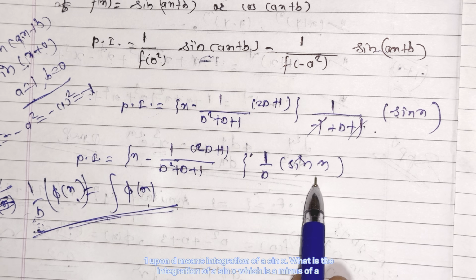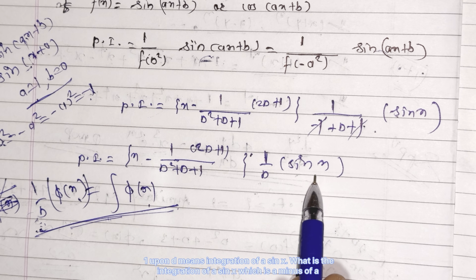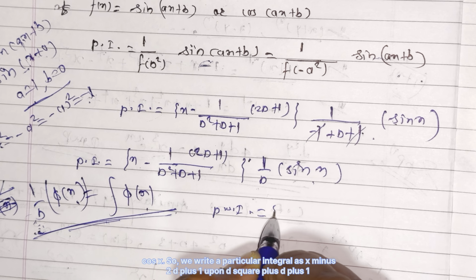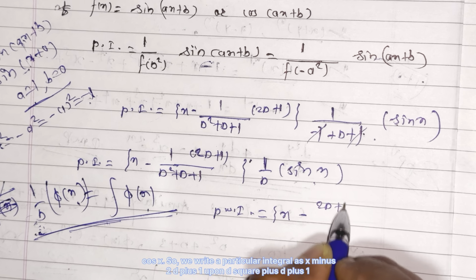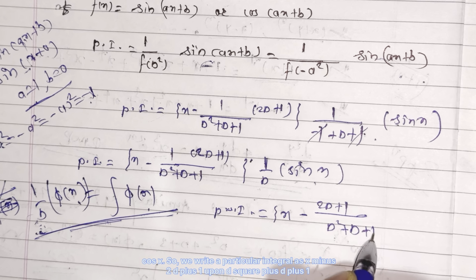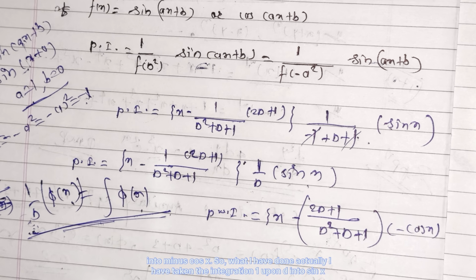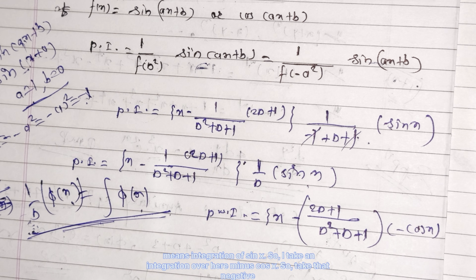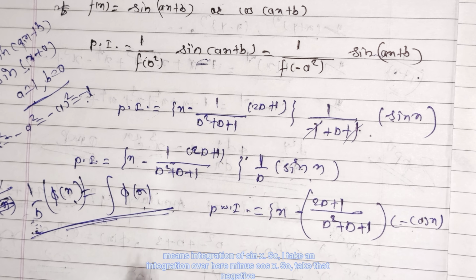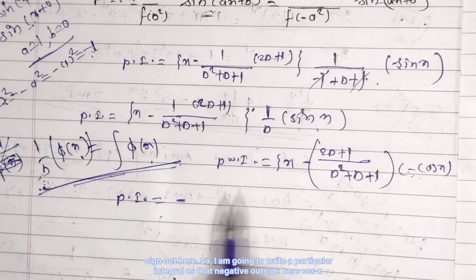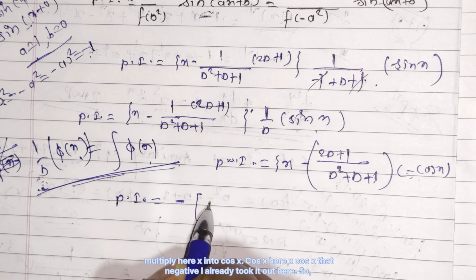1 upon d means integration of sin x. What is the integration of sin x? It is minus cos x. So we write the particular integral as x minus 2d plus 1 upon d square plus d plus 1, into minus cos x. What I have done is taken the integration, 1 upon d into sin x means integration of sin x, which is minus cos x. So take that negative sign out, and write the particular integral as negative outside, with cos x multiplied here: x into cos x.